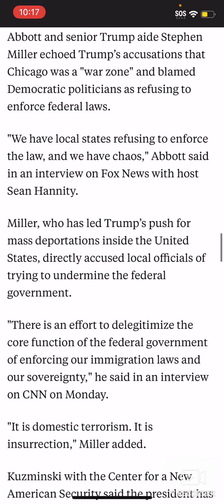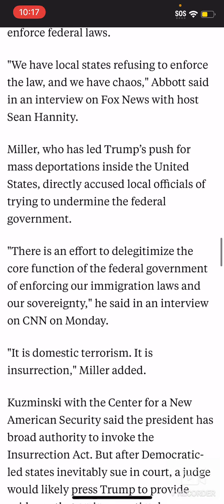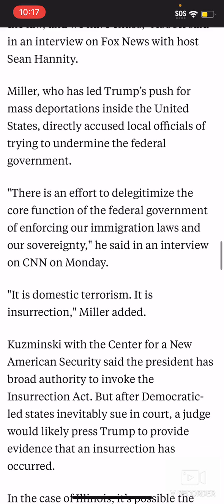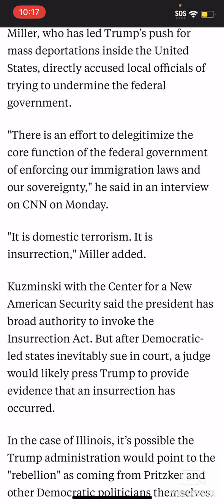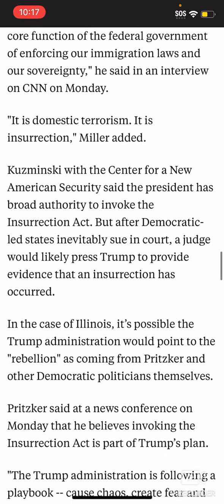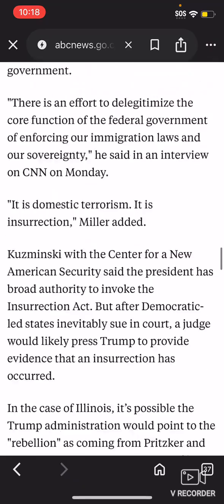It says we have local states refusing to enforce the law, and we have chaos, Abbott said in an interview on Fox News with host Sean Hannity. It says Miller, who has led Trump's push for mass deportation inside the United States, directly accused local officials of trying to undermine the federal government. It says this is an effort to delegitimize the core function of the federal government in enforcing immigration laws and its sovereignty, he said in an interview on CNN on Monday. It is domestic terrorism and it is insurrection, Miller added. All right. So I don't need to read the rest of that, but you got the point there.